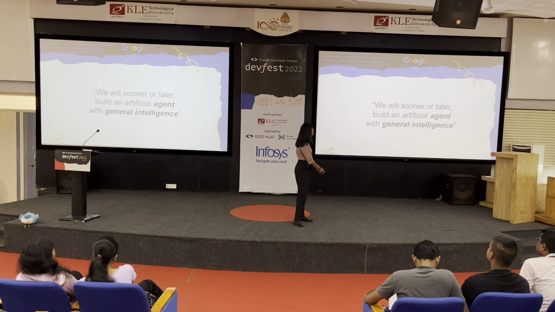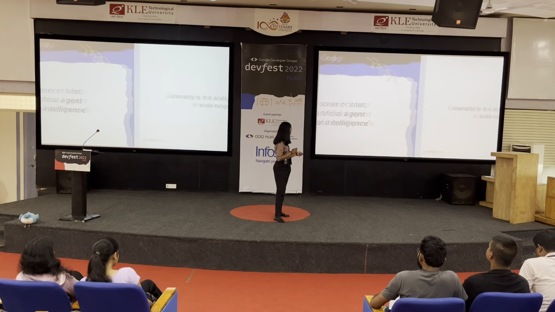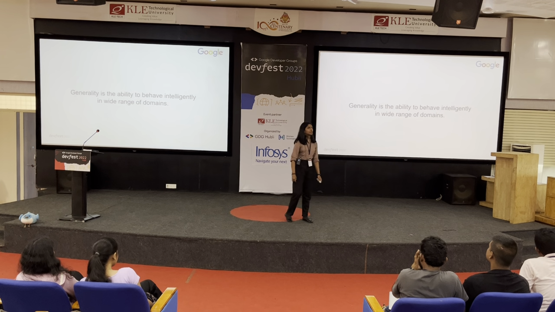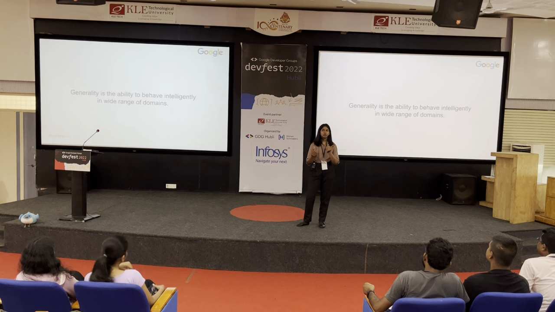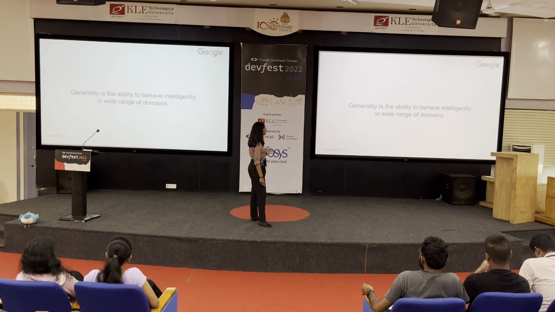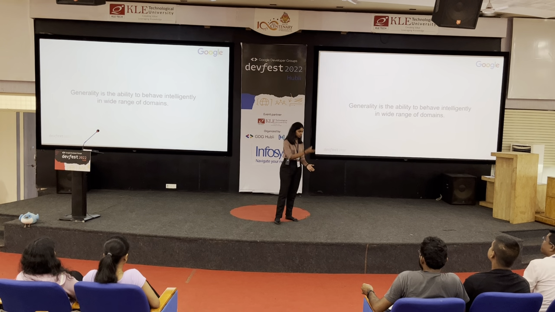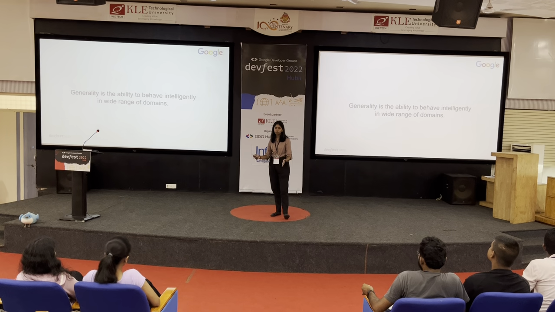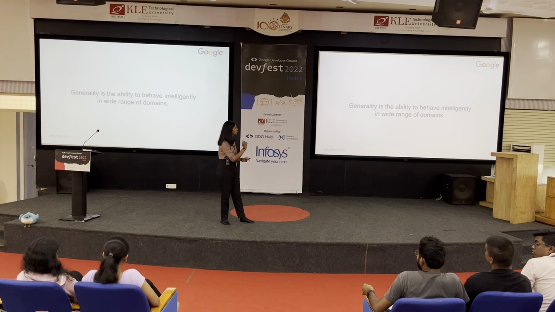So again, we will sooner or later build an artificial agent with general intelligence. So let's look into general intelligence now. When we're talking about generality, I think the highest form of general intelligence is human beings, basically our brain, right? We are capable of doing a wide number of tasks. Generality is the ability to behave intelligently in a wide range of domains. Look at us, we multitask. We don't have only one particular goal. We do a lot of things on the way to achieve those goals, simultaneously taking care of a lot of other goals, which might not be kept particularly as a goal like we do in AI. But human beings are the highest form of general intelligence.